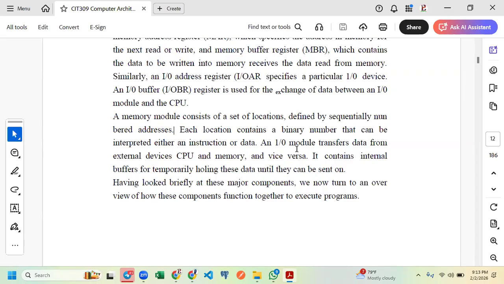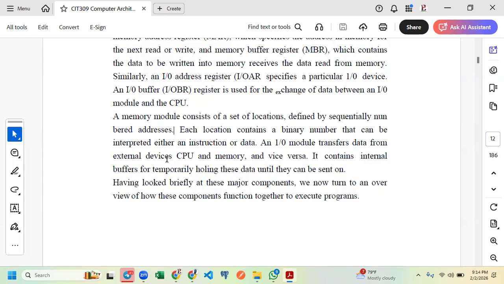Now, an input-output module transfers data from external devices to the CPU and memory, and vice versa. I think this material is full of errors. What they are trying to say here is that an input-output module transfers data from external devices to the CPU and memory, and it can also transfer from the CPU and memory to external devices.